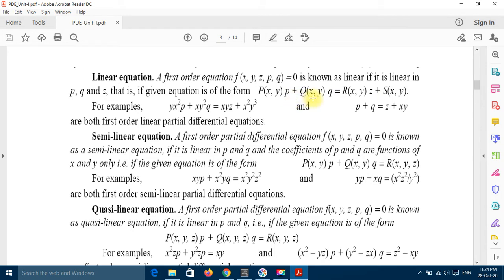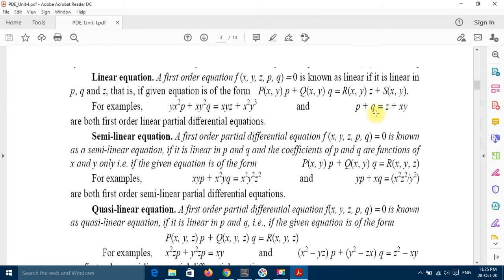Means here capital P, capital Q and capital R are functions of x and y, and capital S is also a function of x and y, and small p and small q are the partial derivatives of z with respect to x and y. Now this is the example: y x square p plus x y square q is equal to x y z plus x square y q. Here p and q are linear, z is also linear because the power of z is 1, power of p and q is 1, so p, q and z are all linear. Their degree is 1, so this differential equation is known as linear equation.